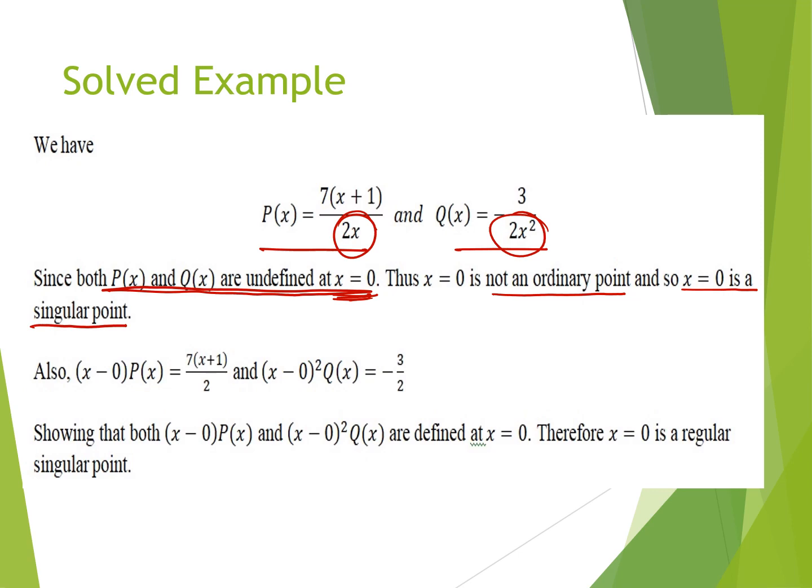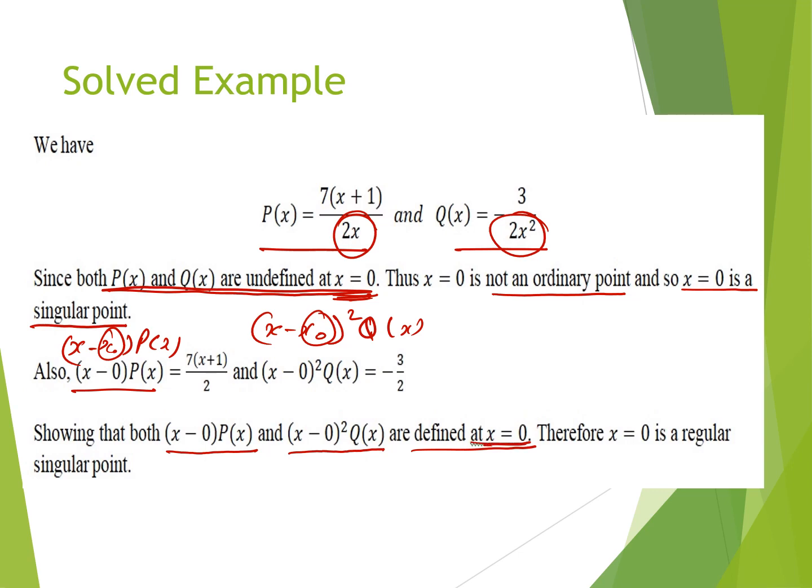Now (x minus x0) p(x) and (x minus x0) whole square q(x). We calculate this value where x0 is 0. So we get (x minus 0) p(x) and (x minus 0) whole square q(x) are defined at x equal to 0.